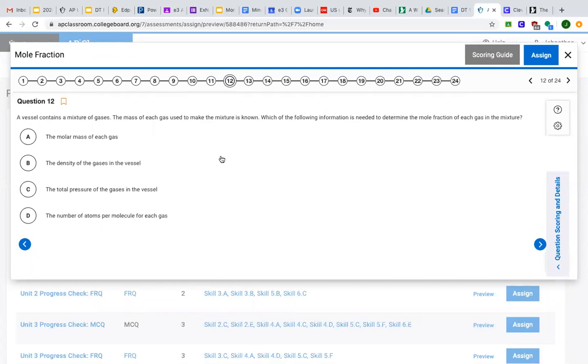Okay. And then a vessel contains a mixture of gases. The mass of each gas used to make the mixture is known. Which of the following information is needed to determine the mole fraction of each gas in the mixture?